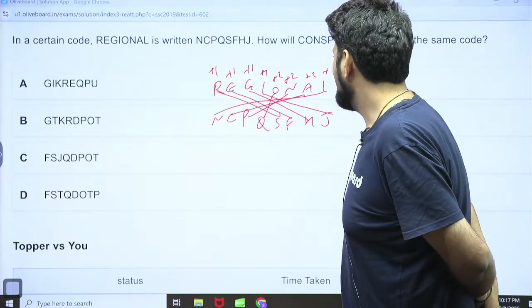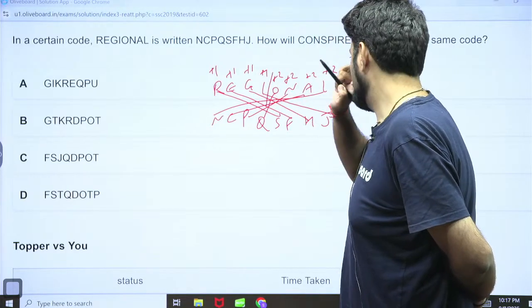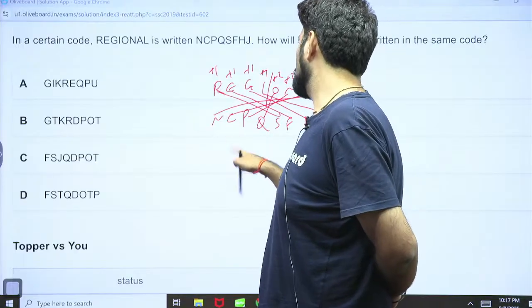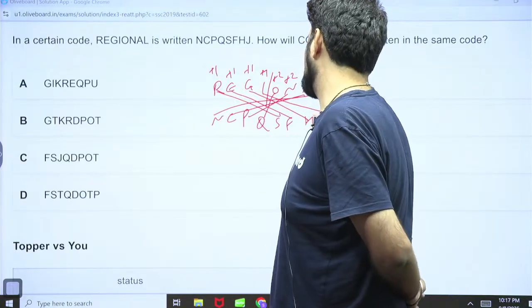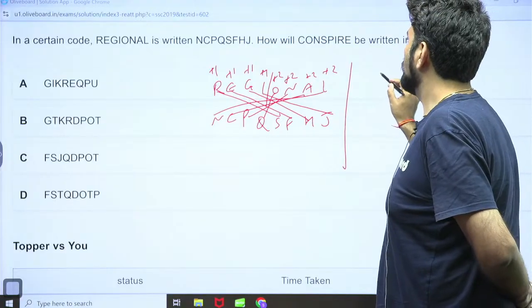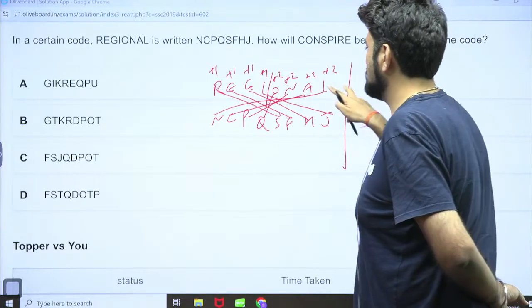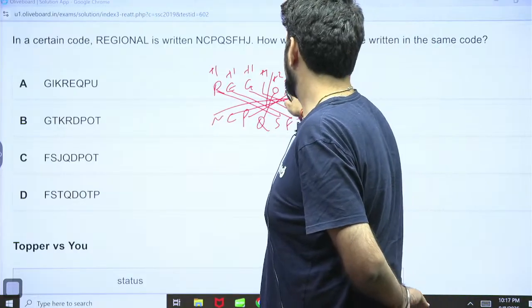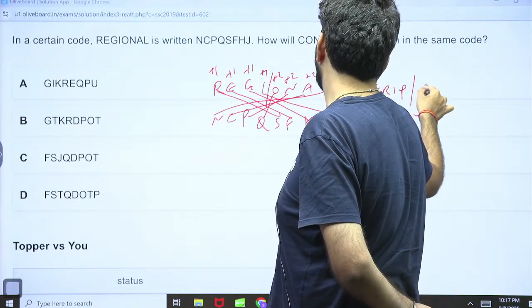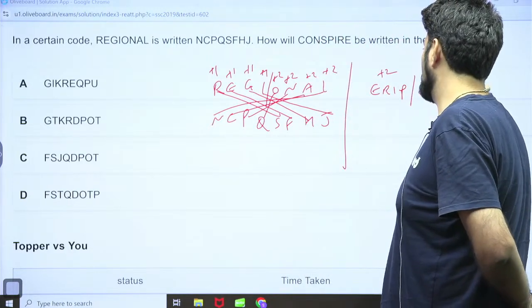So what is happening? The last 4 letters and the first 4 letters are breaking down into 2 parts. This is flipping and coming in the front. Okay, and then plus 2, plus 2, plus 2. This is going as it is at the back, plus 1, plus 1, plus 1. So what is the code for conspire? So I'll have 4 and 4. So I'll have PIRE. Right, this is coming in the front as it is. So this is ERIP, then CONS. This is what is happening. So this is plus 2, this is plus 1.